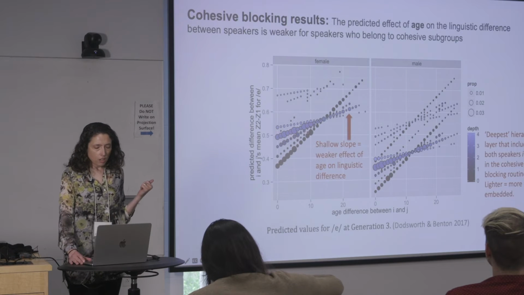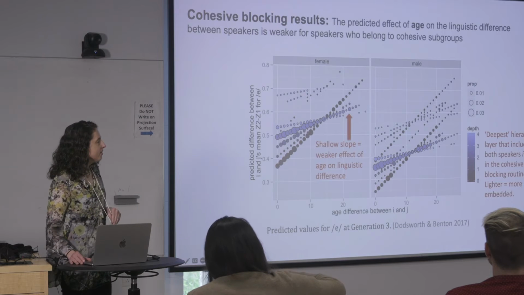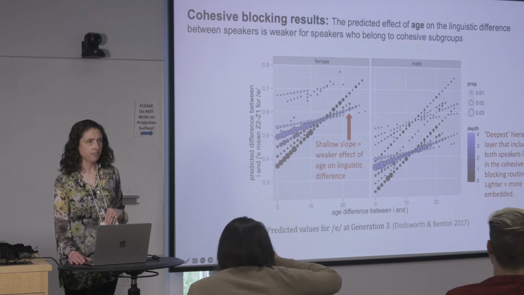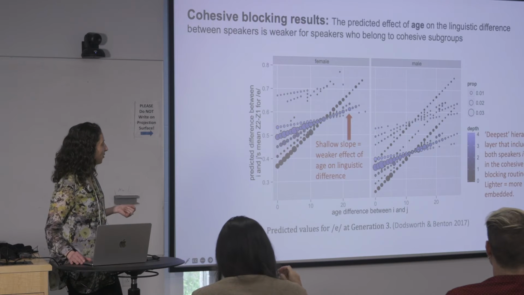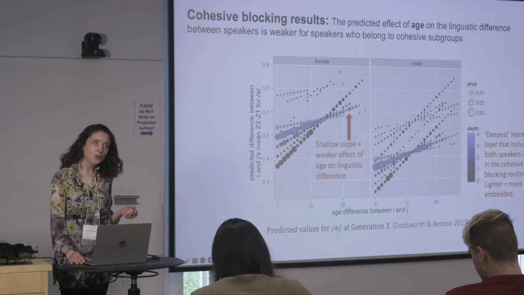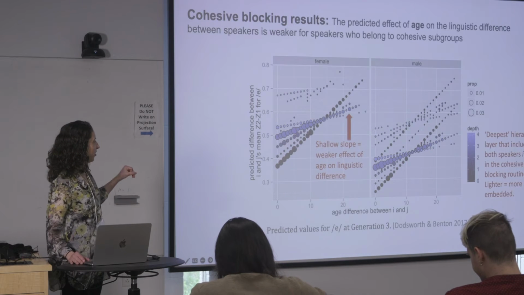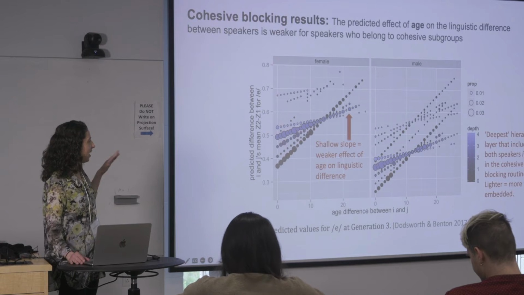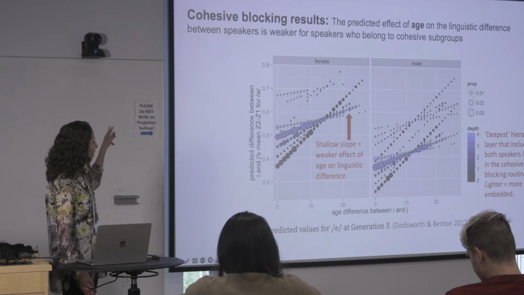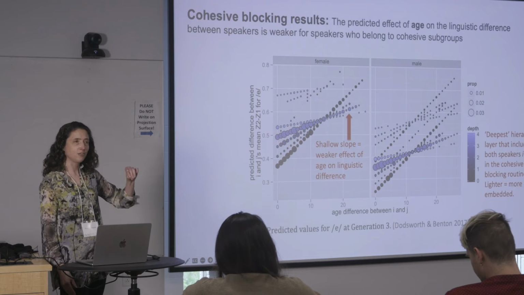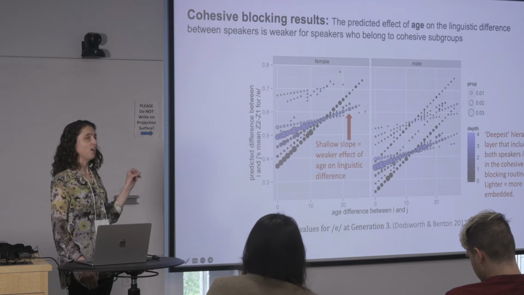One of the things that was really important in this project was to make some odd-looking graphs that could help us really understand what was going on in the models. So I'm going to show you a few of those. And so what we have here is on the x-axis, the age difference between pairs of speakers, right? And on the y-axis, the linguistic difference between pairs of speakers. And this graph is about that same sound, A, right?